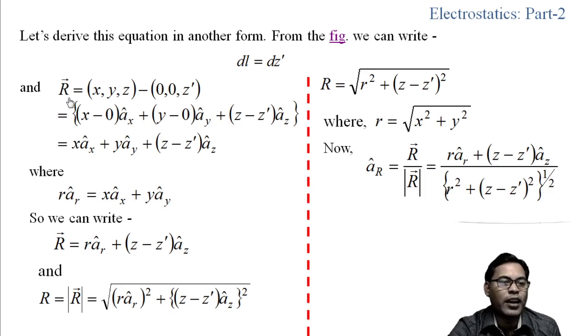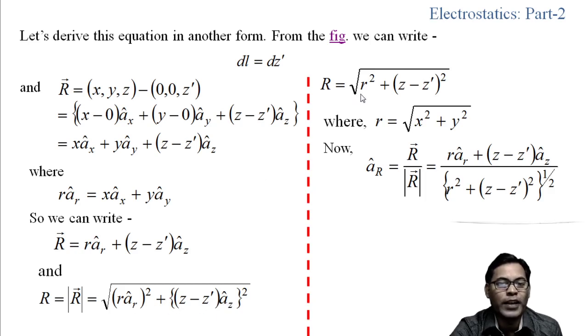Now we can write capital R equals small r ar plus z minus z prime az. As we have the vector R, we can calculate its magnitude, mod of vector R, which is the square root of r square plus z minus z prime squared into az square. So ar dot ar will be 1.